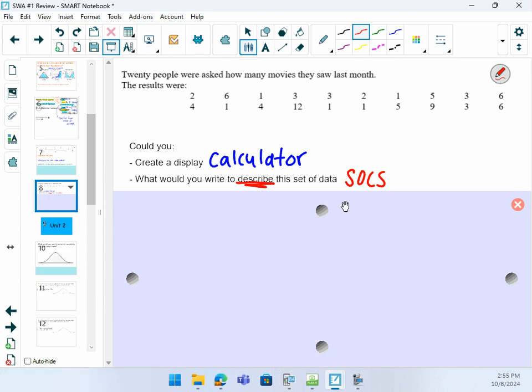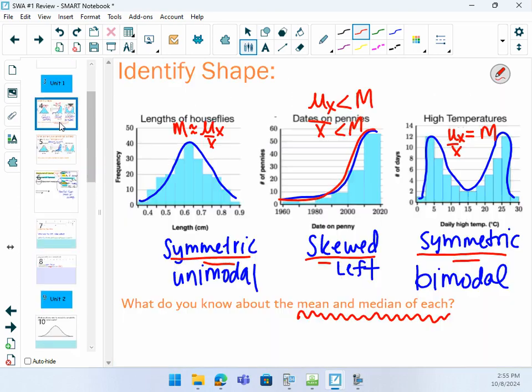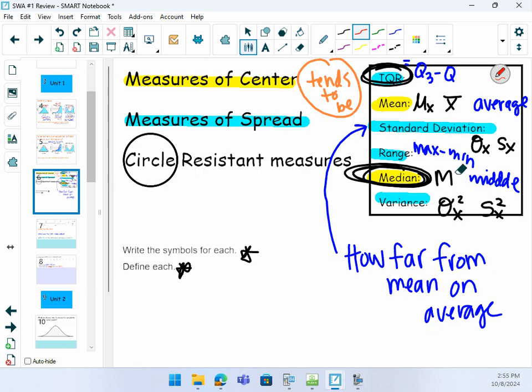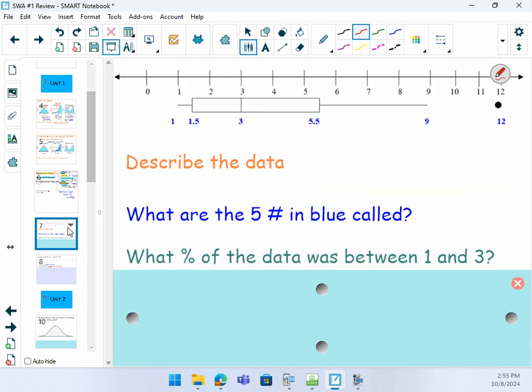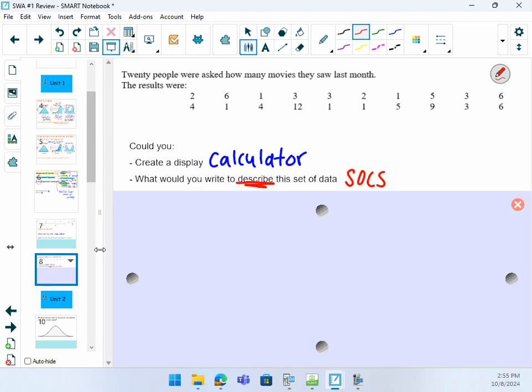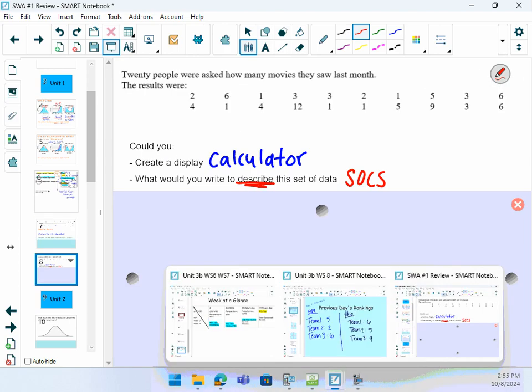And that's it for Unit 1 of tidbits that you should be able to know how to do. One, do you know different shapes and how the mean and median relate? Do you know your vocabulary? And could you describe a data set and make one if you need to? And that's all I got.